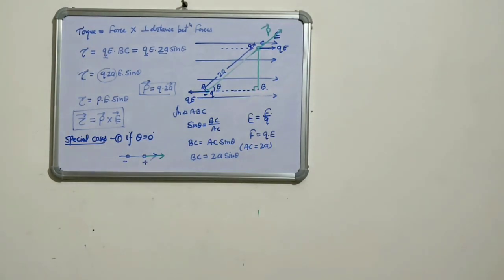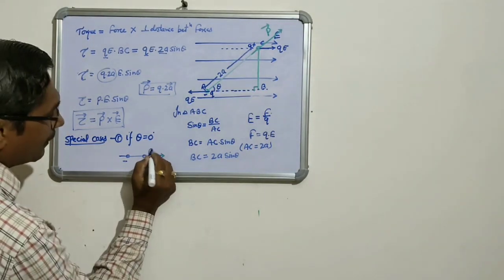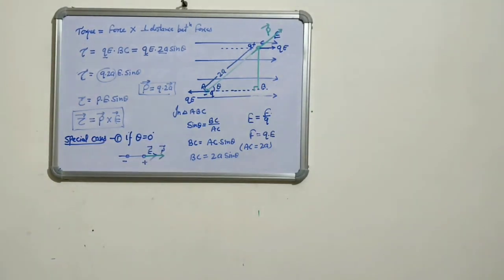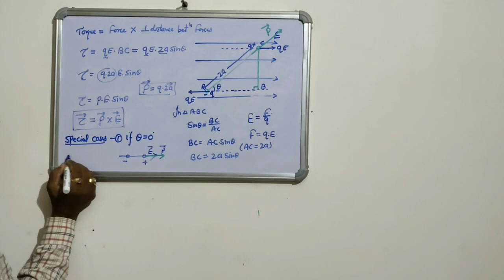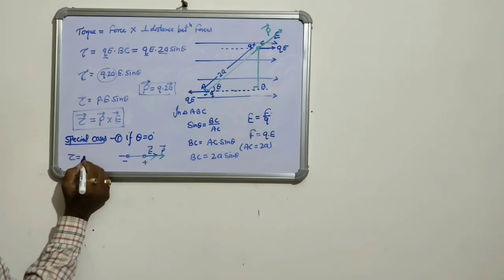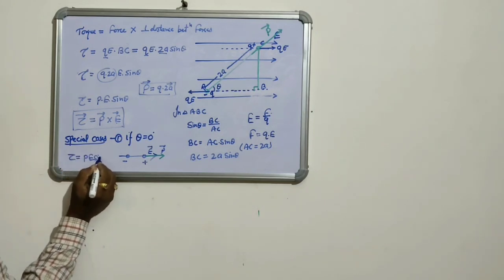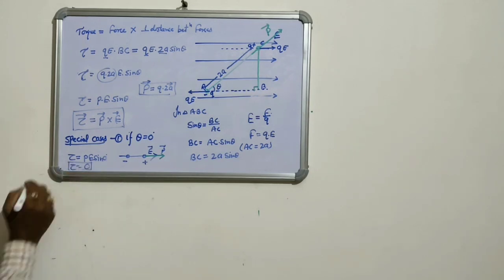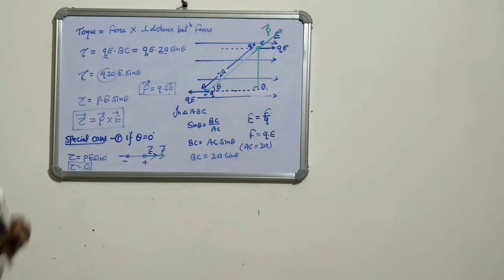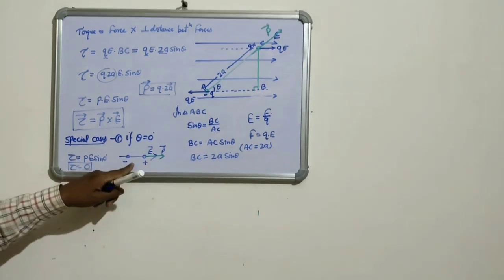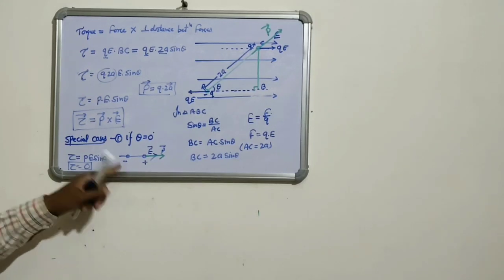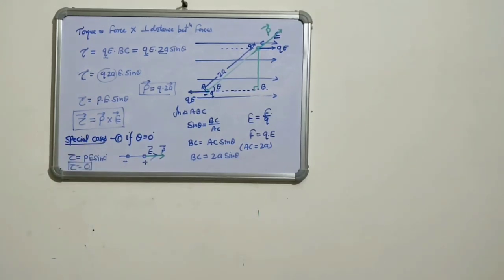So here P and E are acting in the same direction. So theta is 0. That's why the net torque on this dipole is 0. PE sin 0 degrees, sin 0 equals 0. That means torque is 0. When an electric dipole is placed in a uniform electric field, in this case the net force is also 0, and torque is also 0.